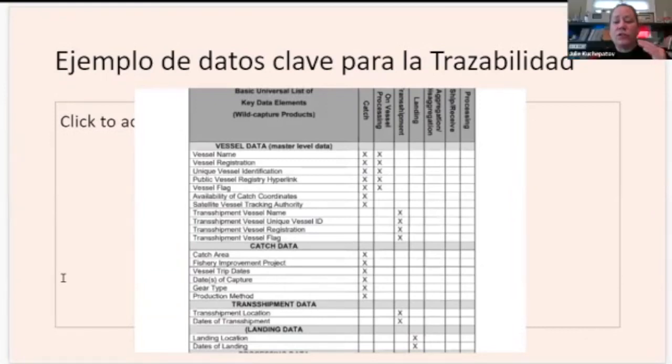So if you want to import shrimp into the US, you have to abide by the Seafood Import Monitoring Protocol. O sea que si, por ejemplo, usted quiere importar algún tipo de pescado, por ejemplo, camarón, tiene que regirse por ese tipo de protocolos que tiene el país.